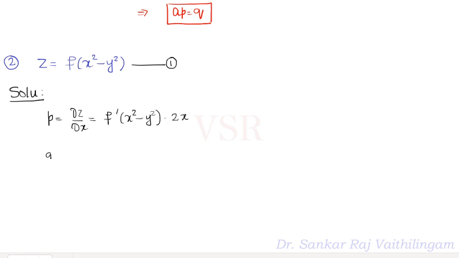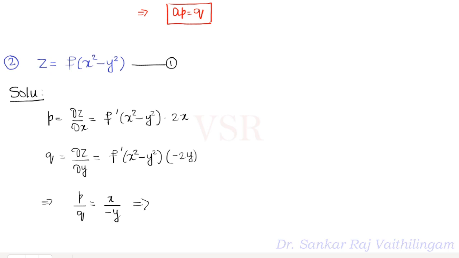Similarly q, which is equal to ∂z/∂y. You should write out differentiate with respect to x, differentiate with respect to y. Differentiating with respect to y, we get f dash of x square minus y square into minus 2y. We divide by this: p by q is equal to 2x over minus 2y, the 2 and 2 cancel, so x divided by minus y. So minus p times y is equal to q times x.